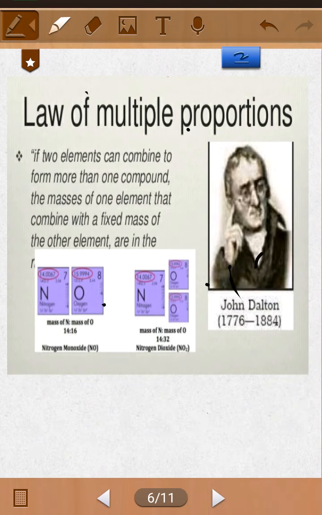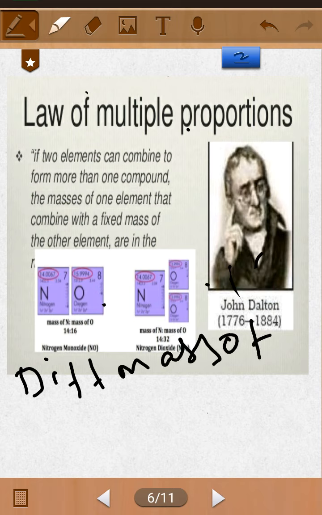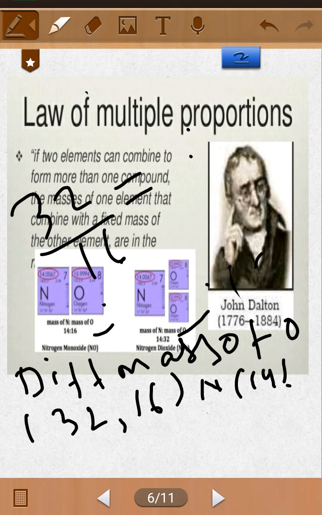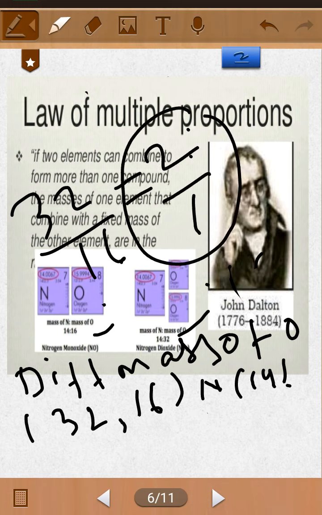These are the different masses of oxygen, 16 and 32, which combine with a fixed mass of nitrogen, 14, and they bear a simple whole number ratio to one another. That is, 32 by 16 equals 2 by 1, which is a simple whole number ratio.